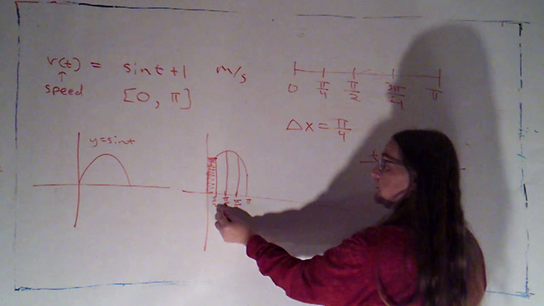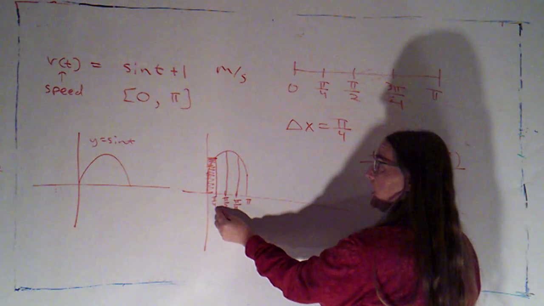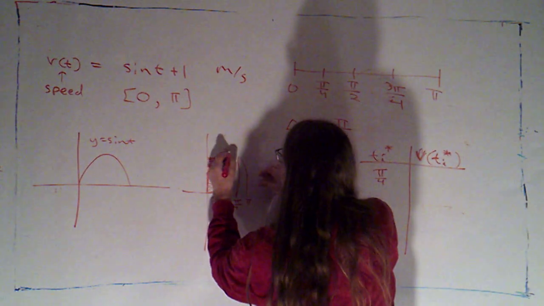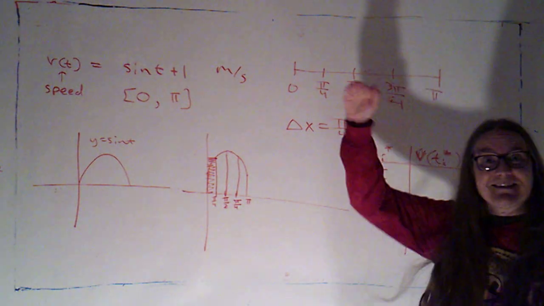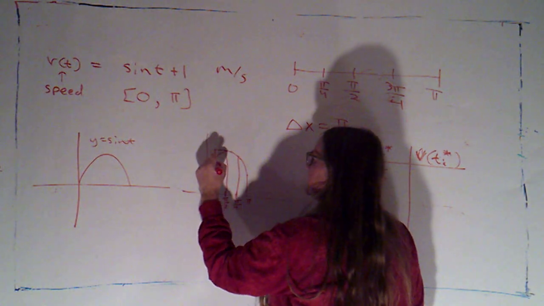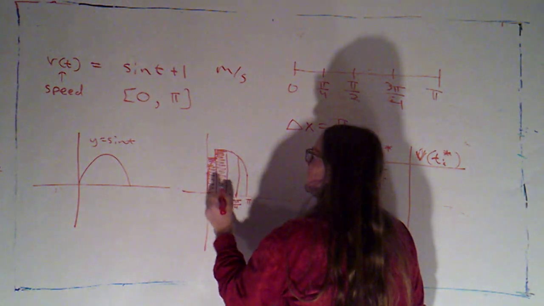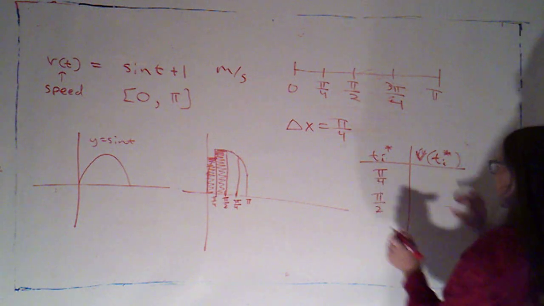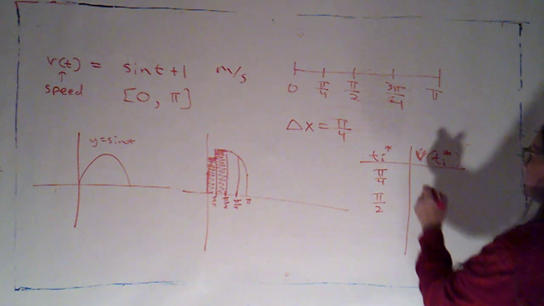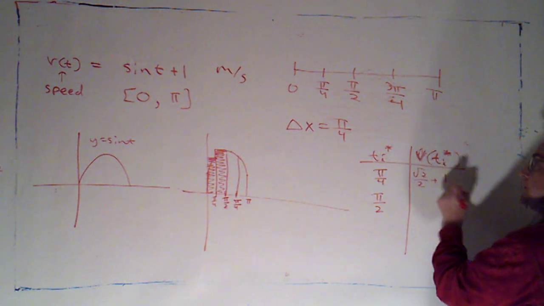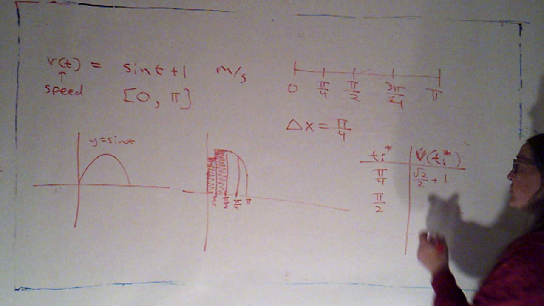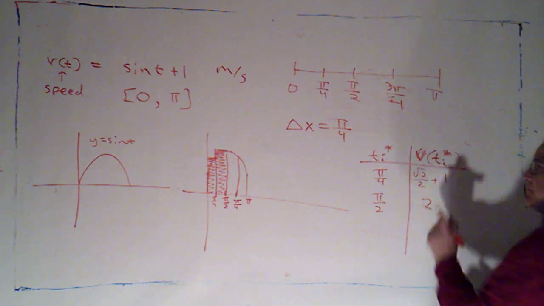Now the next subinterval goes from pi over 4 to pi over 2. I can see that once again my function is increasing on that interval. I probably should have indicated at pi over 2 we're at the high point there. That's when sine is equal to 1. So I'm going to take that as my representative height and extend across like so. So here I was choosing pi over 2. Let's fill in those heights. Sine of pi over 4 is root 2 over 2, and then plus 1, because that's my formula for the speed. Sine of pi over 2 is 1, plus 1 would give me 2.